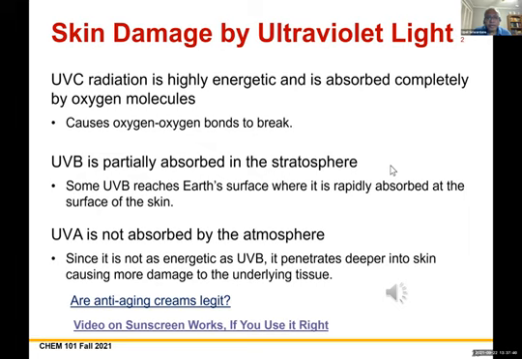So there are 2 web pages. You can go to the PDF form of the PowerPoint, then click on the anti-aging creams legit video, on sunscreens if you use it right. So you can watch videos on them.